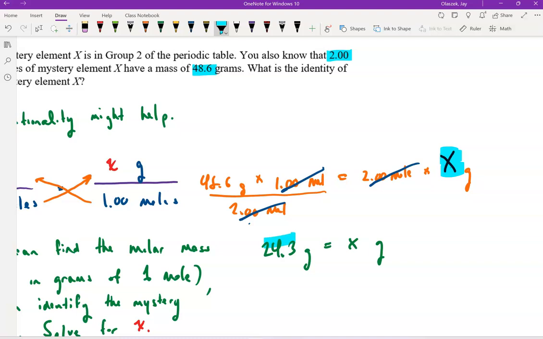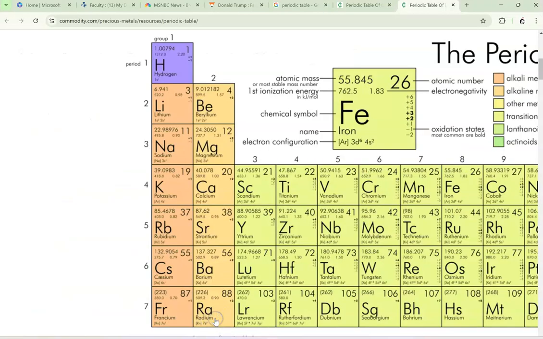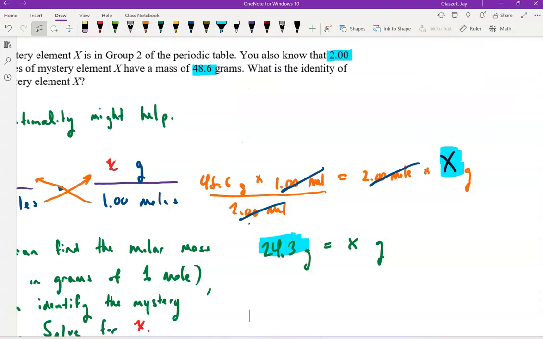All we have to do is look for an element on the periodic table in group 2 that has a molar mass of 24.3. Magnesium. 24.3 grams is our molar mass. So we can identify our mystery element X as magnesium. That's all you do.